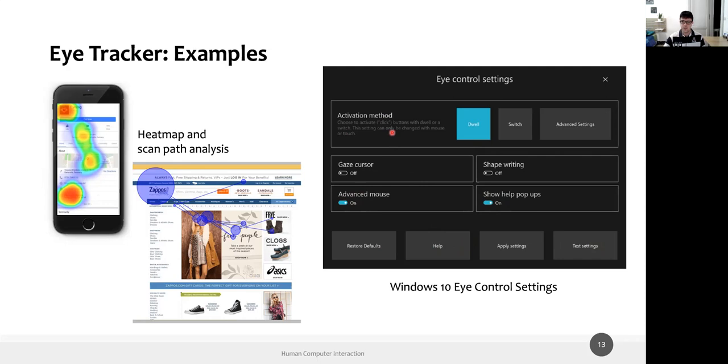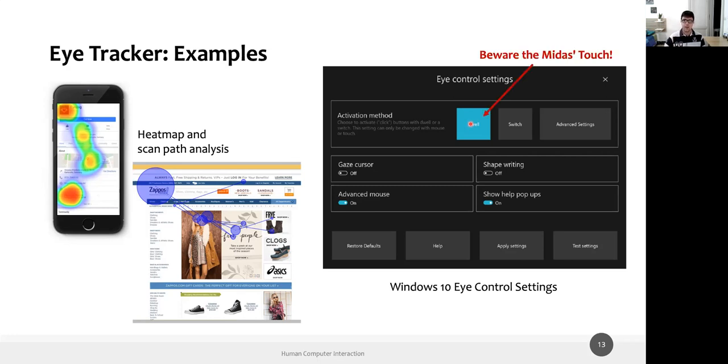These activation methods provide you with three options. One is advanced settings if you want to have other options, and two main options for choosing how to activate things on a screen, on a user interface, in an application. And for activation, what it means is to click on an item.